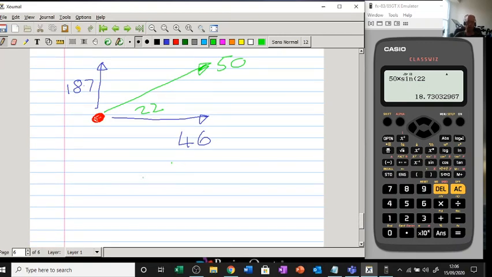If you don't believe me, you could draw this triangle. You could draw a line 46 millimeters, draw a line 18.7 millimeters, draw a line 22 degrees, and it should be roughly 50, and then you could close the polygon. You could close that off. So you can scale draw it.